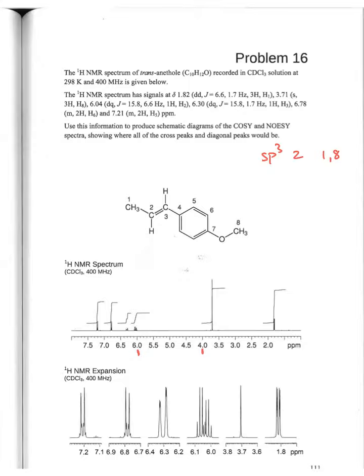Now, of those 2, we want to make the assignments. Which one belongs to the peak at 1.8, and which one belongs to the peak at 3.7? So 1.8 should be what? I'm not hearing a unanimous answer. We're wondering how and why. At this point, this should be very obvious to you.